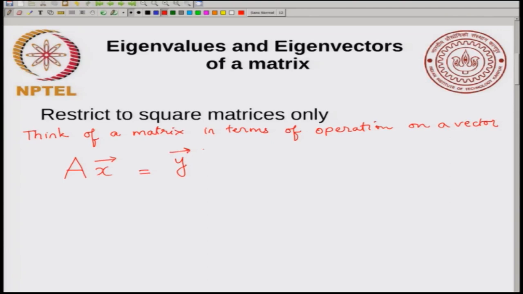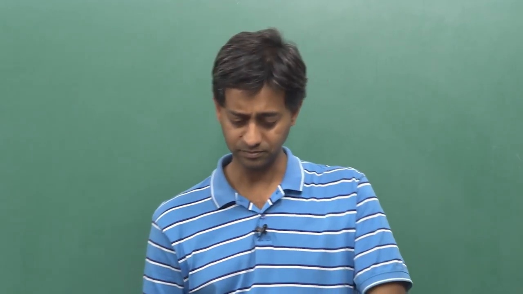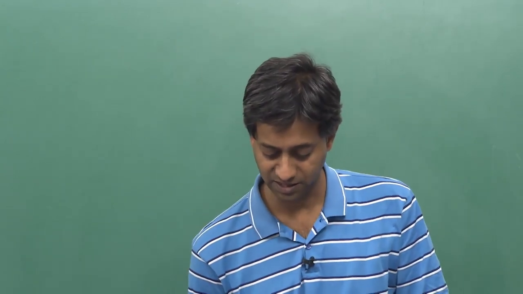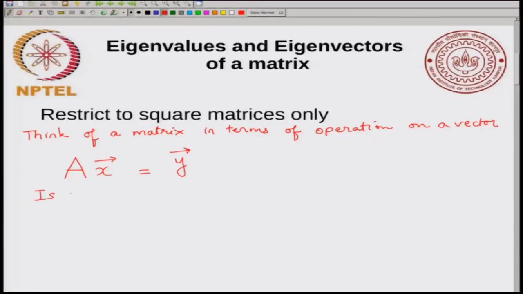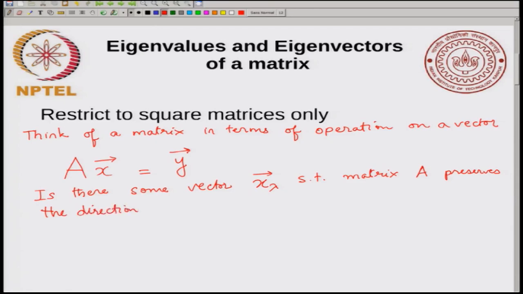And now, what is the relation between x and y? Is there any relation between x and y? In general, x and y can be completely different vectors. Now, for a matrix, we ask the question: is there some vector, I will call it x lambda, such that matrix A preserves the direction of x lambda? So, the question we are asking is, is there some vector x lambda such that the matrix A preserves the direction of x lambda?